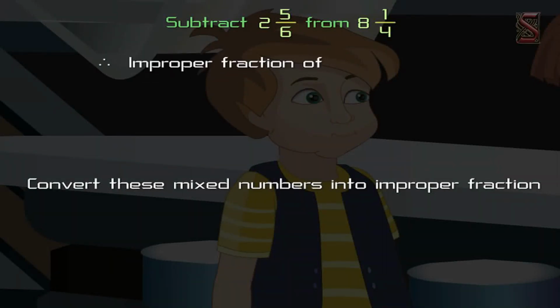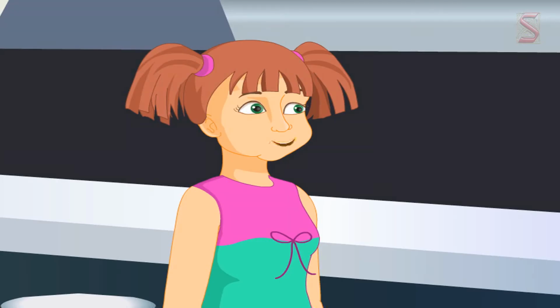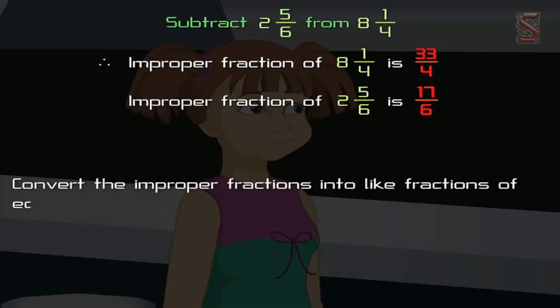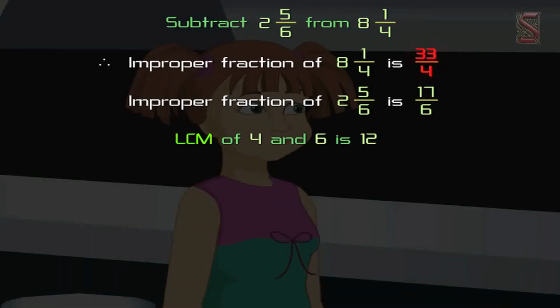First, we have to convert these mixed numbers into improper fractions. Therefore, the improper fraction of 8 1 by 4 is 33 by 4, and the improper fraction of 2 5 by 6 is 17 by 6. Now, to subtract these two improper unlike fractions, we have to convert them into like fractions of equivalent fractions by finding their LCM. The LCM of 4 and 6 is 12. So we convert each of the fractions into equivalent fraction with denominator 12.